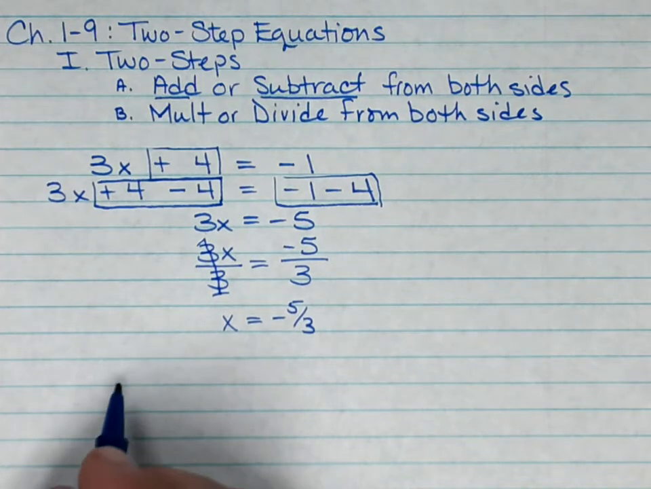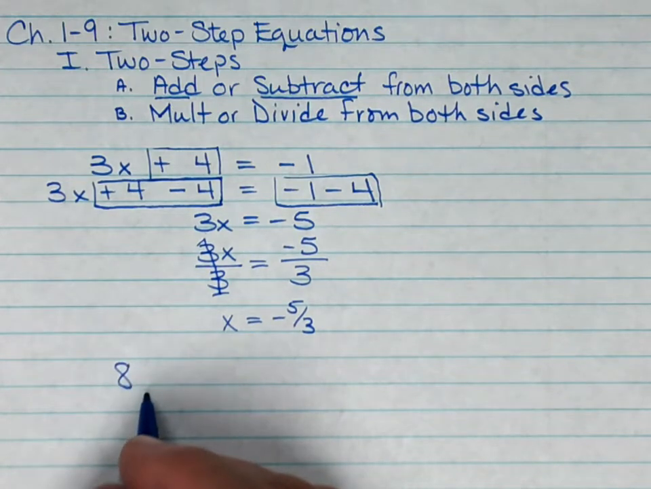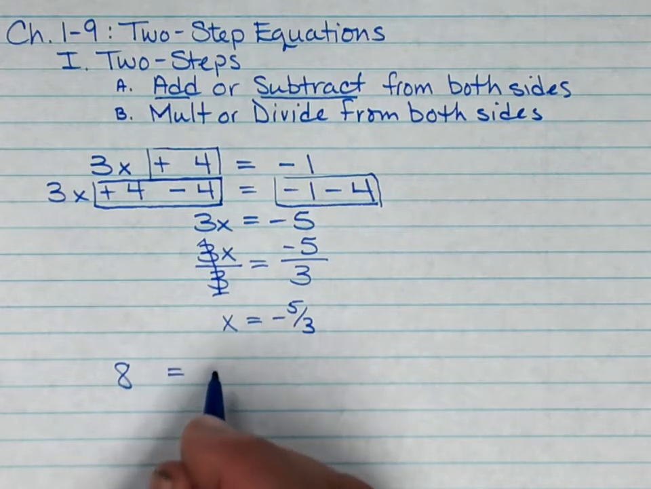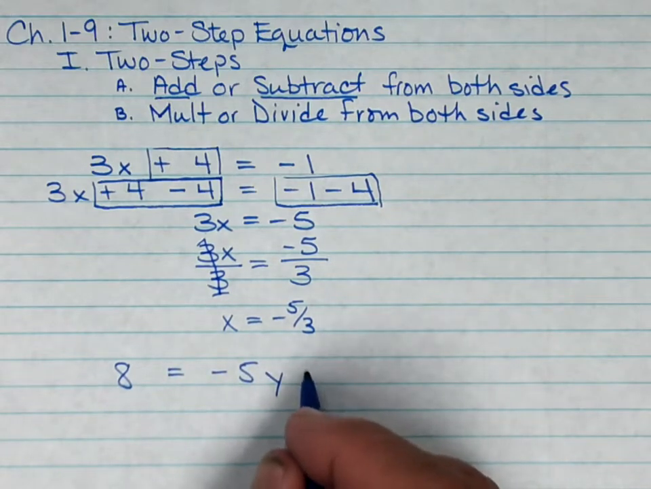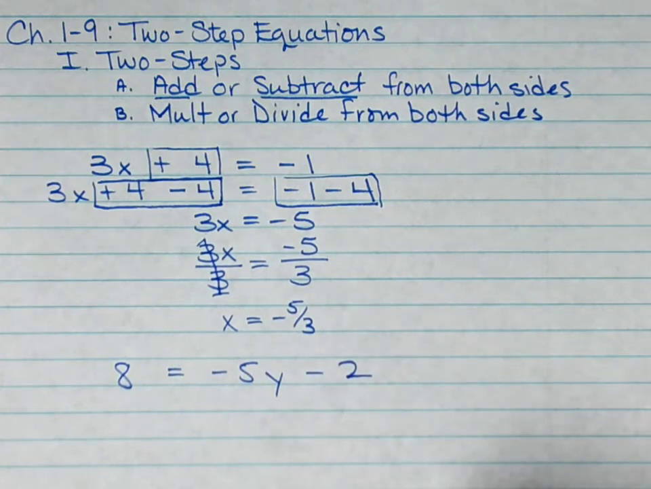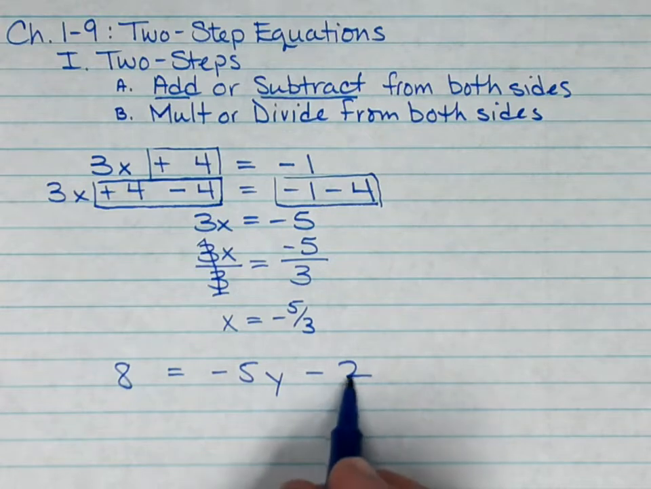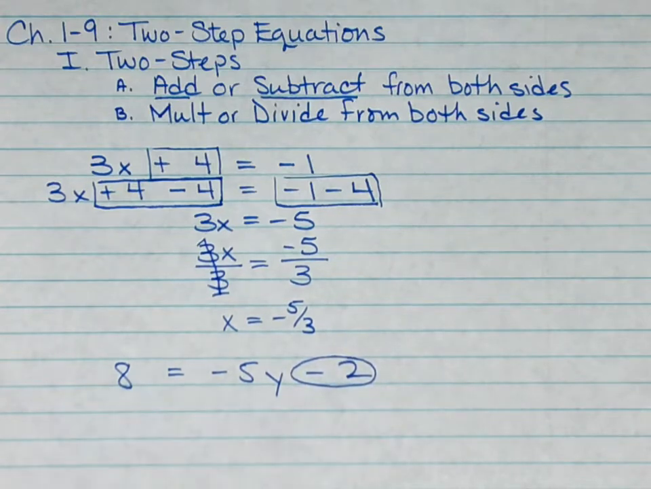All right, now we've got this one. 8 is equal to negative 5y minus 2. Again, this is my variable expression. This right here is my constant, and I want this to join that 8. I want to remove it from my right side and move it to my left side. But whatever we do to one side, we have to do to the other.